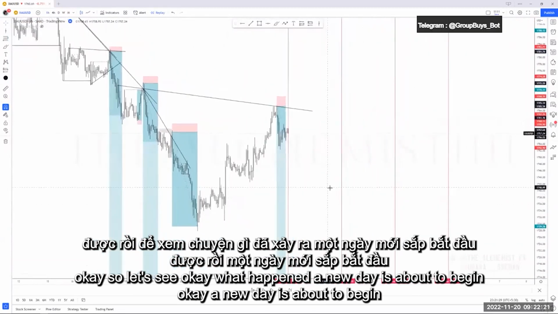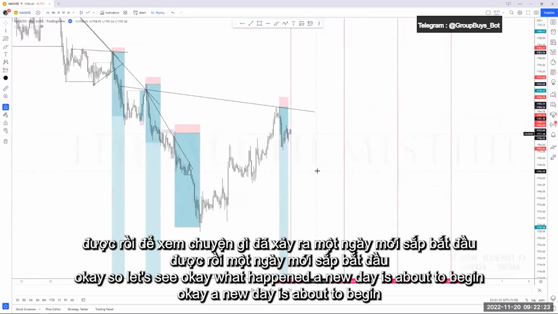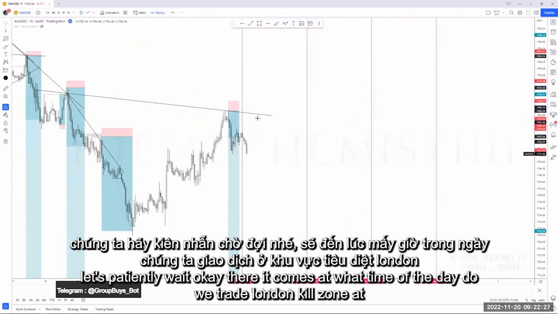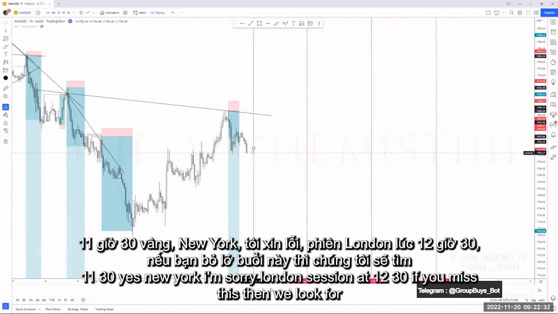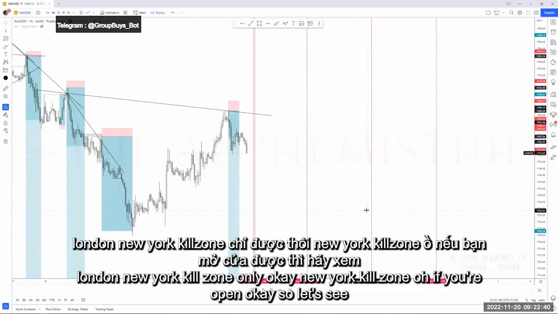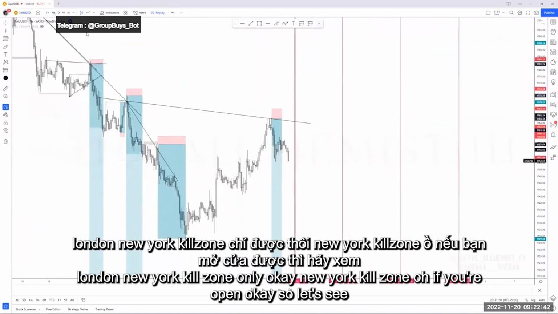Okay, what happened? A new day is about to begin. Let's patiently wait. Okay, there it comes. At what time of the day do we trade? London kill zone at 11:30. Yes. London session at 12:30. If we miss this, then we look for New York kill zone or New York open.